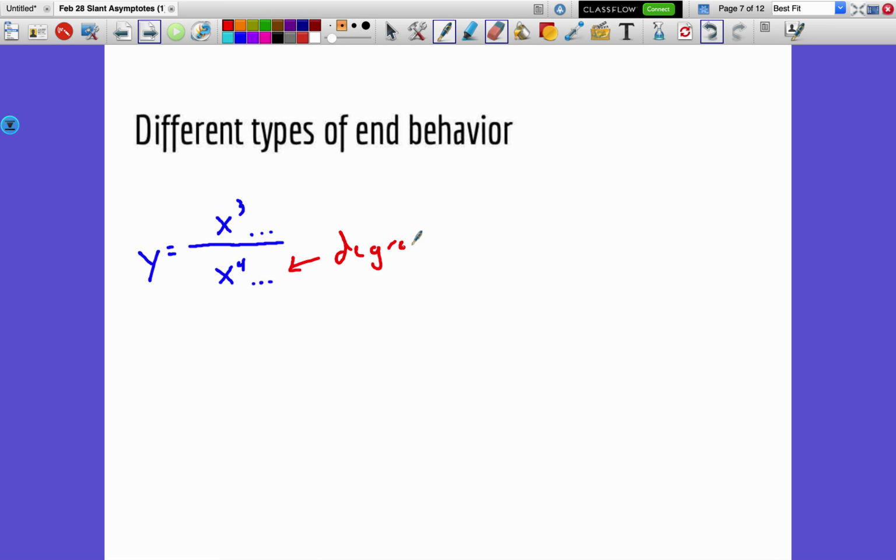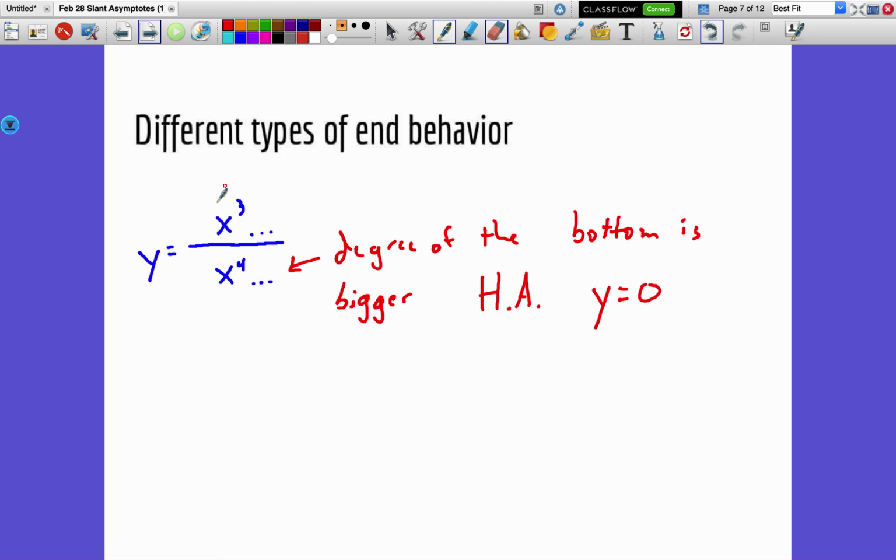If the degree of the bottom is bigger, we're going to have a horizontal asymptote, and it's always going to be at y equals 0. And the reason for this is the bottom number will always become the biggest number, and if we just have a slightly smaller number divided by a bigger number, as that gap becomes bigger, this will approach 0.